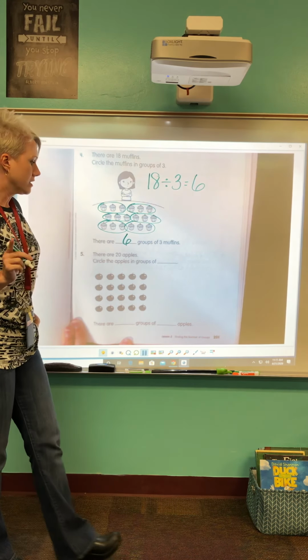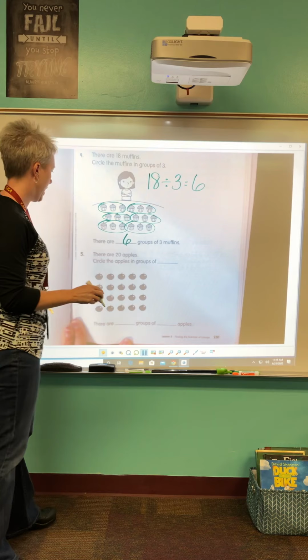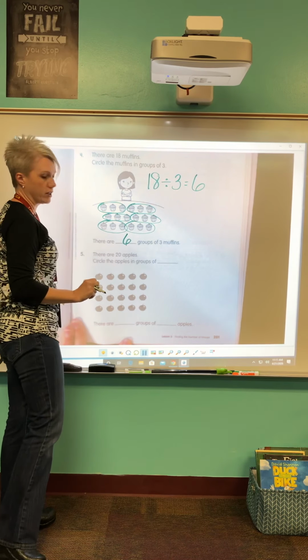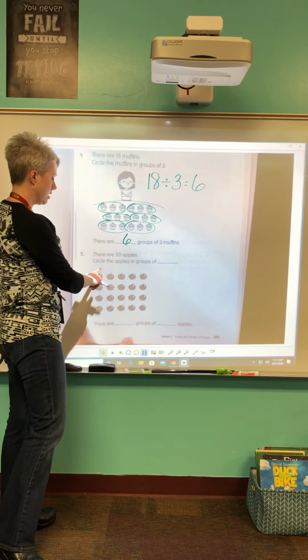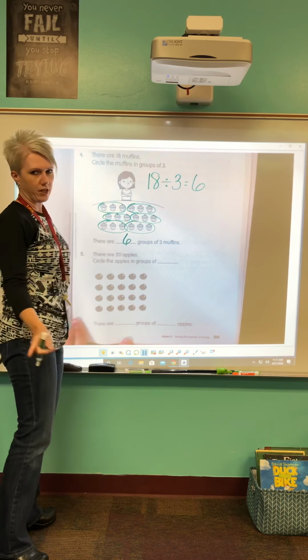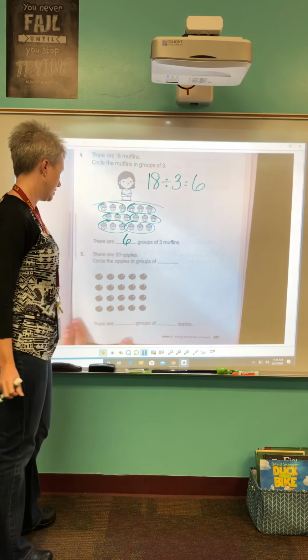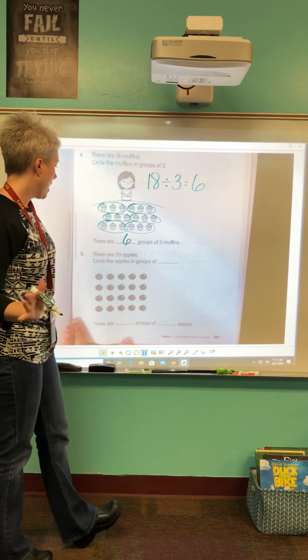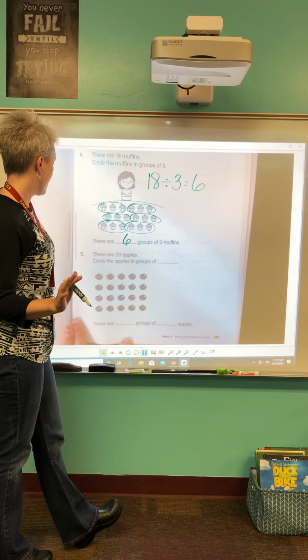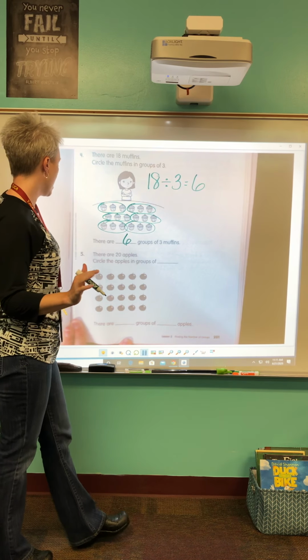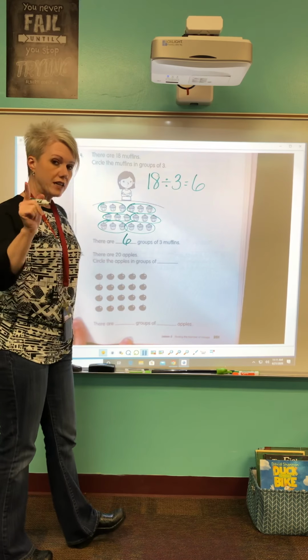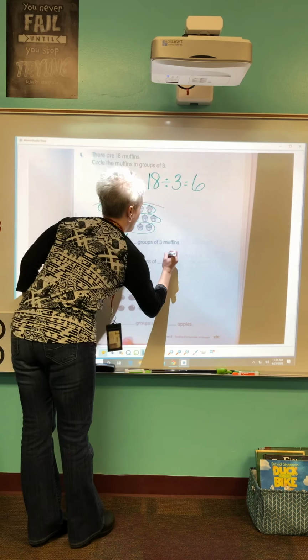I want you guys to do this one all by yourself, okay? There are 20 apples. We know that we have 20 apples. Oh, I'm going to have to help you because they didn't give us the number. They want us to find the number. So, let's say there are 20 apples. Circle the apples in groups of 4. Let's do groups of 4.